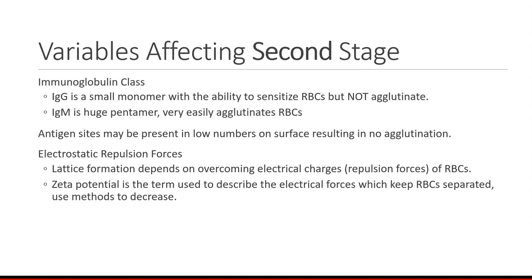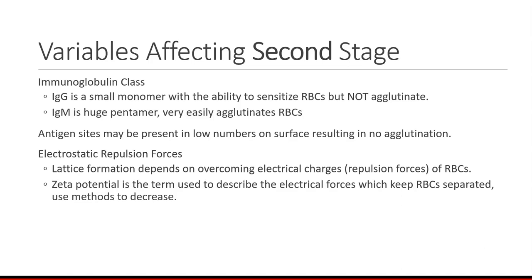Now let's talk about variables that affect the second stage of agglutination. The immunoglobulin class is very, very important. IgG is a small monomer, as we've talked about, with the ability to sensitize or coat red cell antigens, but not agglutinate. IgM is a huge pentamer that very easily agglutinates RBCs. Antigen sites may be present in low numbers on the surface, resulting in no agglutination.